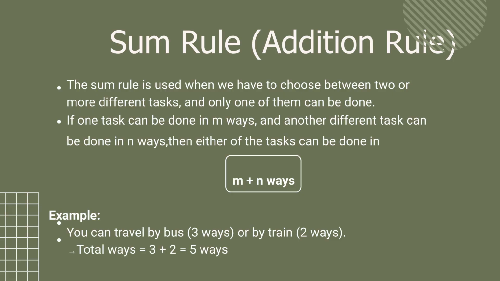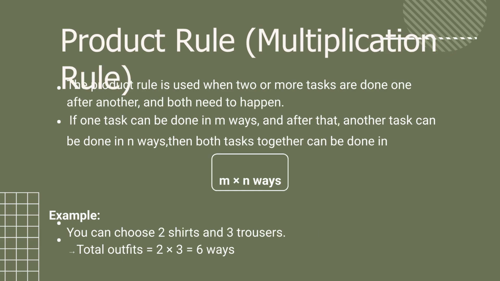The sum rule, or addition rule, is used when choosing between two tasks, and only one can be done. If one task has m ways and another has n ways, the total ways to do either task is m plus n. The product rule, or multiplication rule, applies when two or more tasks are done sequentially, and both must happen. If the first task has m ways and the second has n ways, both tasks together can be done in m times n ways.